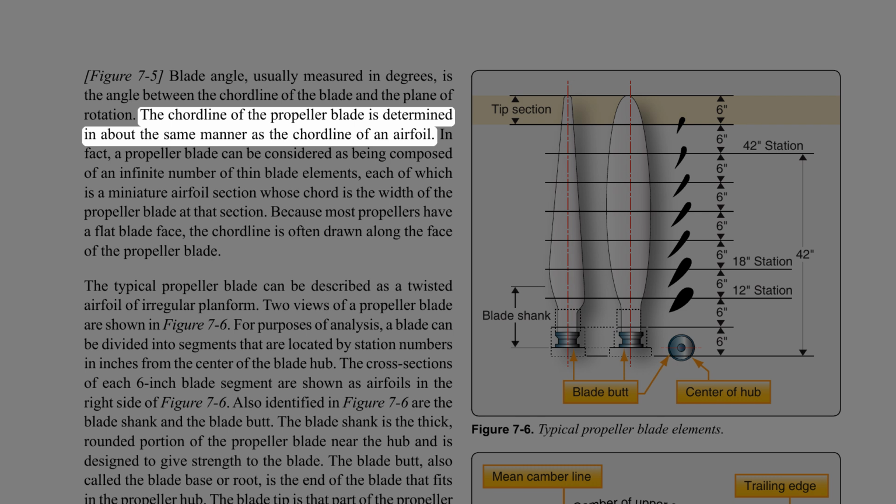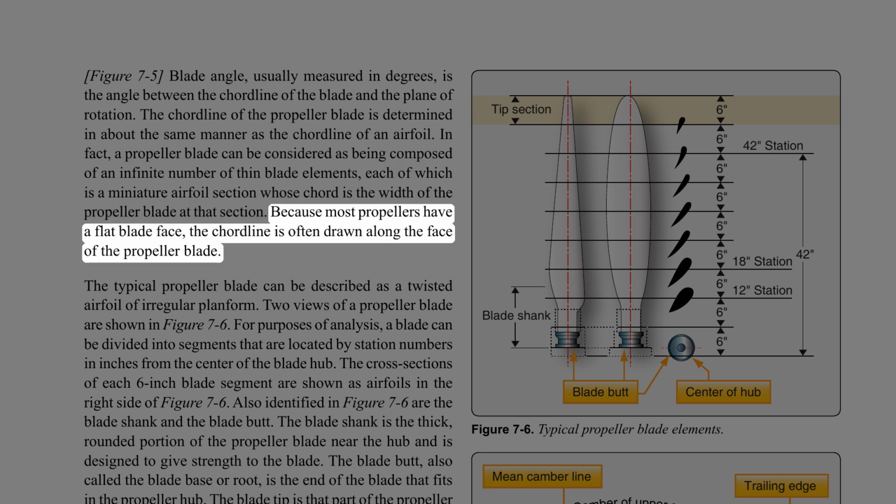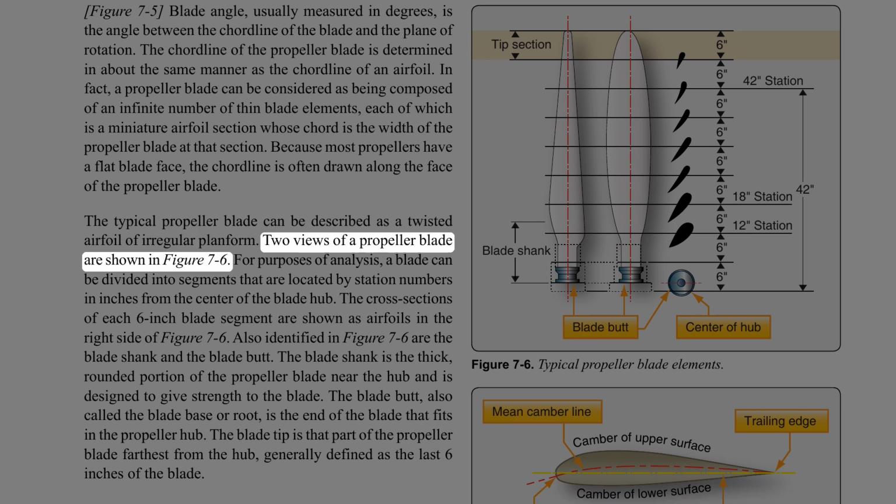The chord line of the propeller blade is determined in about the same manner as the chord line of an airfoil. In fact, a propeller blade can be considered as being composed of an infinite number of thin blade elements, each of which is a miniature airfoil section whose chord is the width of the propeller blade at that section. Because most propellers have a flat blade face, the chord line is often drawn along the face of the propeller blade. The typical propeller blade can be described as a twisted airfoil of irregular planform. Two views of a propeller blade are shown in Figure 7-6.